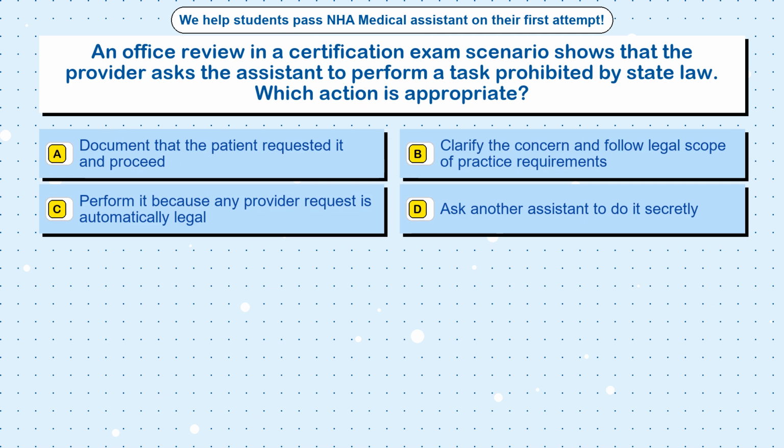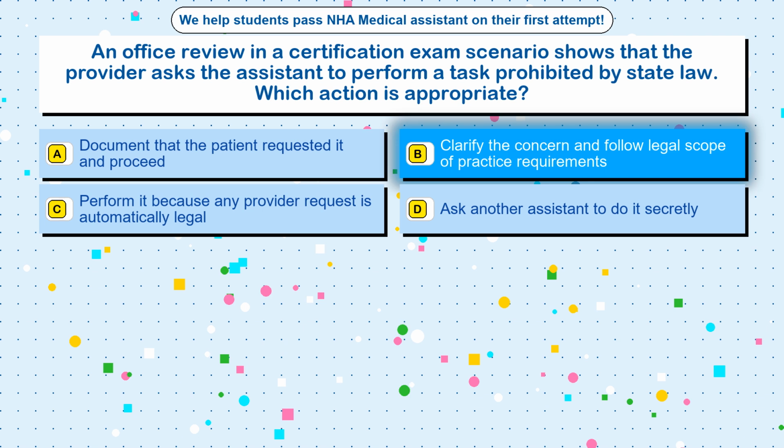Question 80. An office review in a certification exam scenario shows that the provider asks the assistant to perform a task prohibited by state law. Which action is appropriate? Option A, document that the patient requested it and proceed. Option B, clarify the concern and follow legal scope of practice requirements. Option C, perform it because any provider request is automatically legal. Option D, ask another assistant to do it secretly. The correct answer is option B, clarify the concern and follow legal scope of practice requirements.